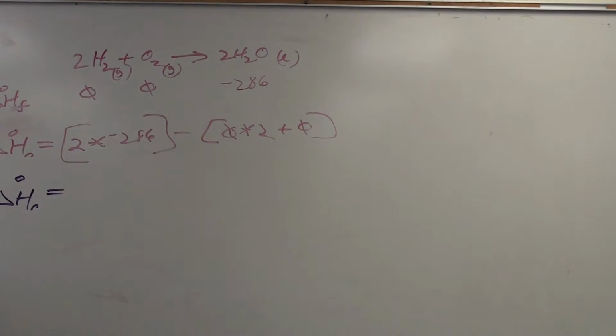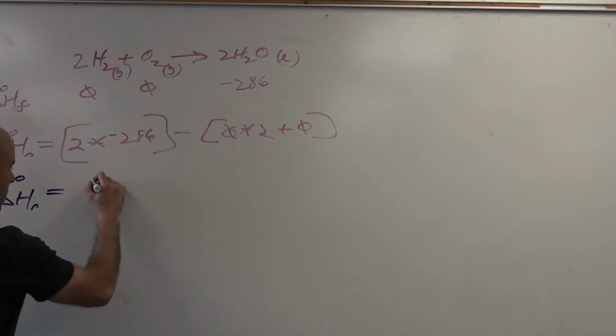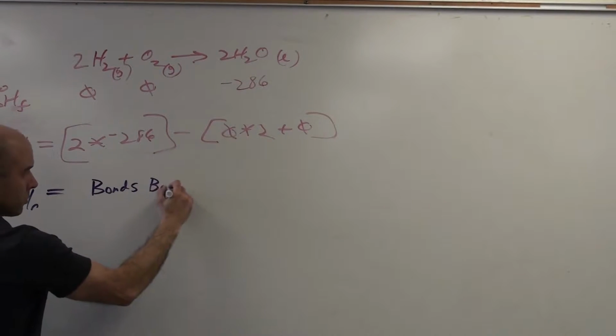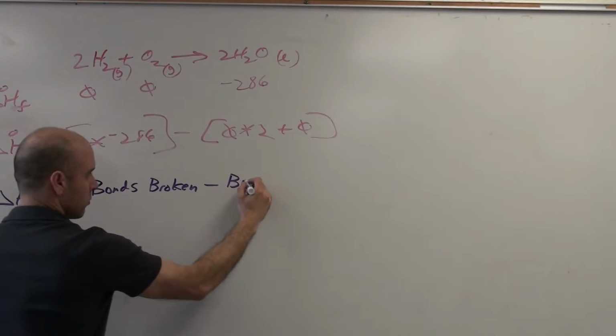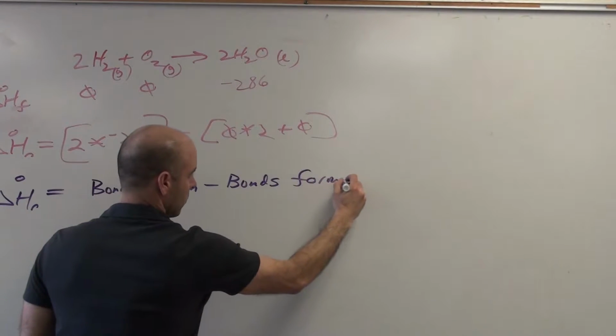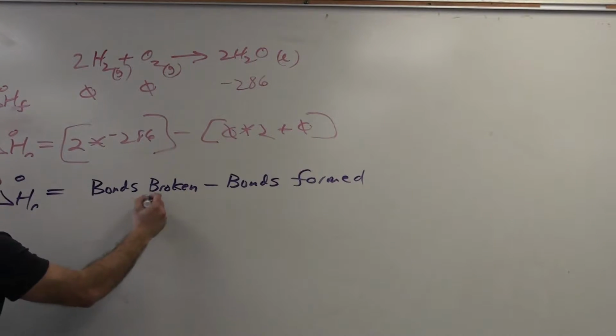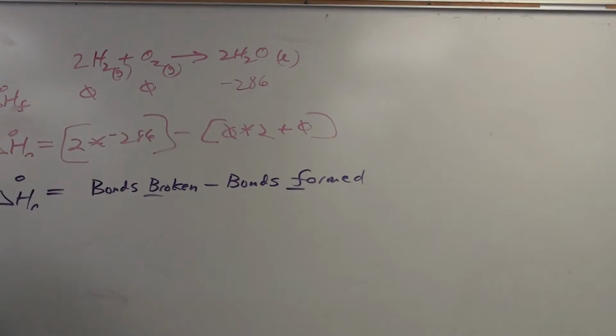This method is longer because you have to calculate the energy it takes to break all the bonds, and then subtract the energy it takes to form the bonds. So it's broken minus formed. I always say, since this process is a lot longer, I call this method a bunch of BF, broken minus formed.